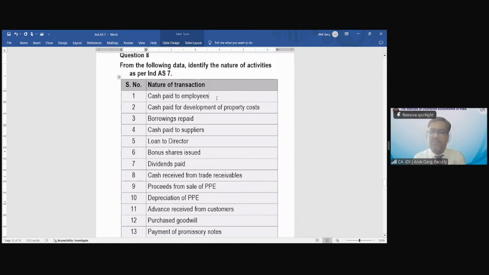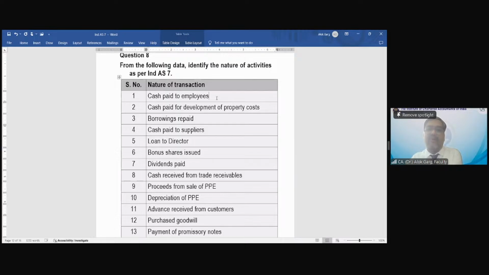In your exam, this question will come. For example, there are some balances and you have to allocate. You have to identify what is my cash flow from operating activity, what is my cash flow from investing activity, and what is my cash flow from financing activity. This question will come in the exam and you need to answer. Tell me what should be the answer.